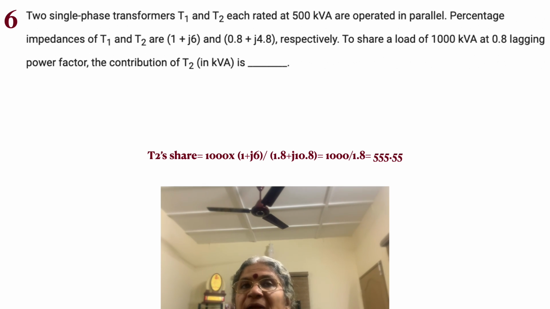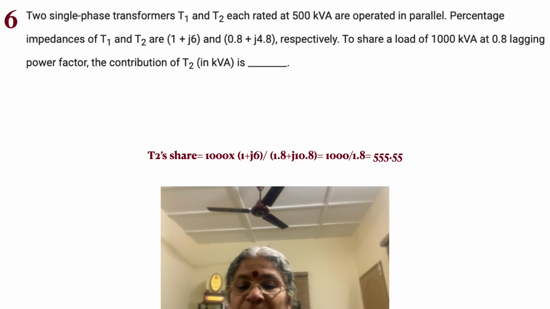555.55. So only the recognition of the fact that we have 1 plus J6 and 0.8 plus J4.8, and when you add them together, you can simply take out 1.8, since you already see there is some relation when you multiply by 0.8. But of course, it's the current division rule. Why? Because the voltage is maintained the same as they are operating in parallel. So the only way they can share the load is such that the current division rule applies.